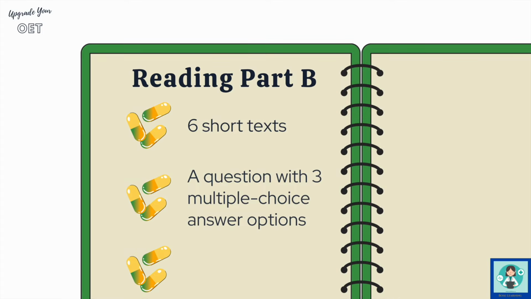Okie dokie, so reading part B then, what's it all about? So if you remember, it contains 6 short texts. They're about 100 words long. They shouldn't be longer than that. And you're going to get a question stem or a question with 3 multiple choice options.